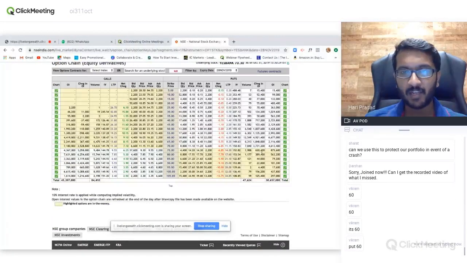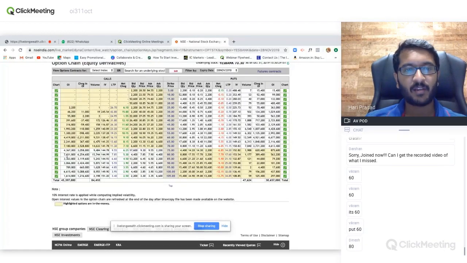So what do you guys feel? How is the price going to be tomorrow? No, it's at 80 itself. At 60, I'm really sorry. At 60, the open interest is just 4.4 million, while at 80, the open interest is 7.6 million.